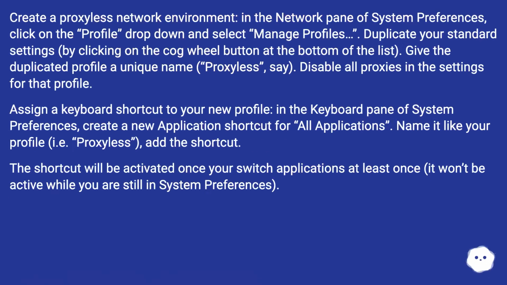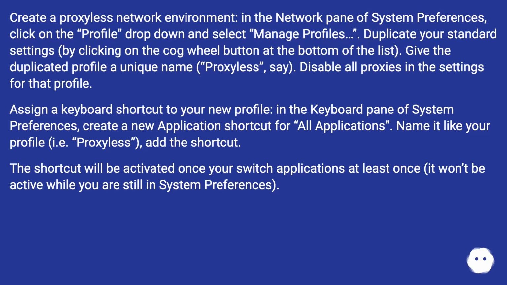Create a proxyless network environment. In the Network pane of System Preferences, click on the Profile drop-down and select Manage Profiles. Duplicate your standard settings by clicking on the cogwheel button at the bottom of the list. Give the duplicated profile a unique name, proxyless, say. Disable all proxies in the settings for that profile.